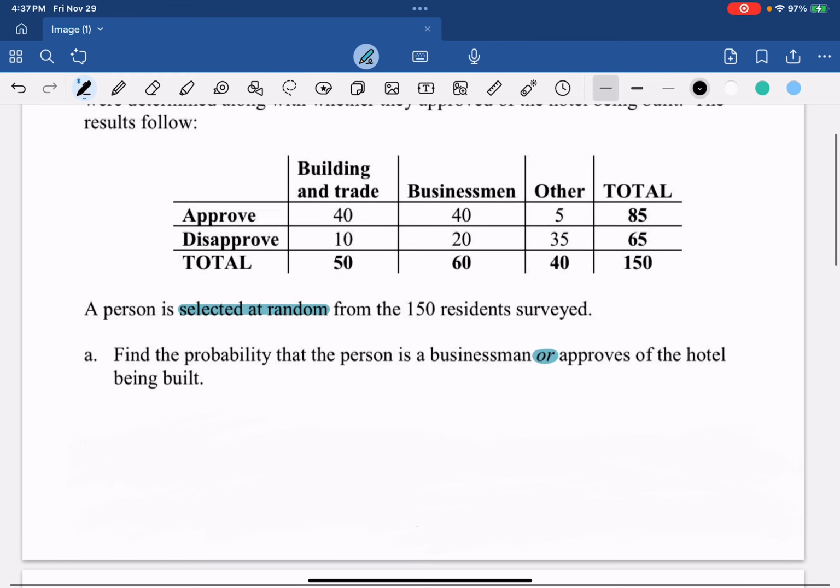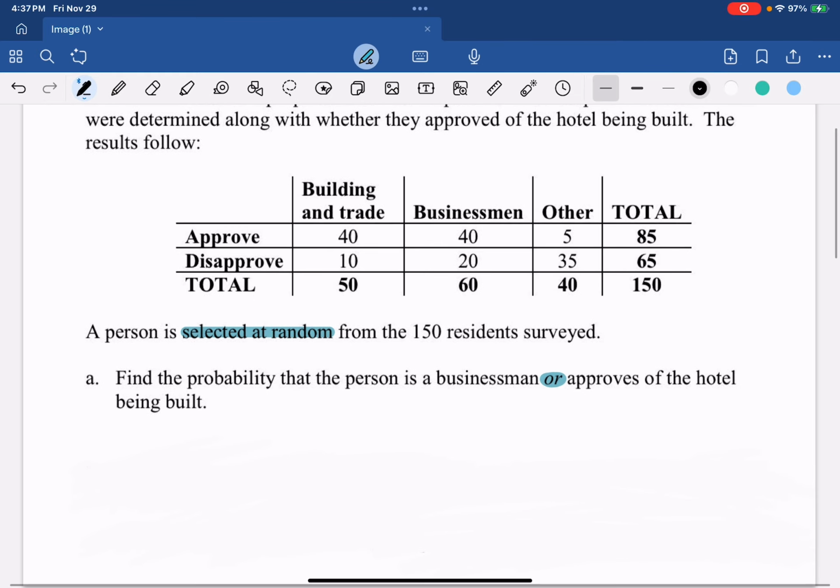Okay, so we're having one person selected at random for this. Find the probability that the person is a businessman or approves of the hotel being built. This "or" will come in handy later on, but we'll come back to that. Okay, so we have a businessman right here in this category, and then approves with this category.